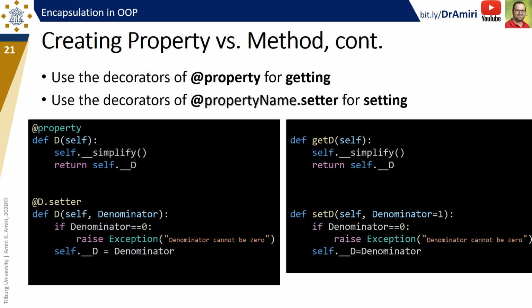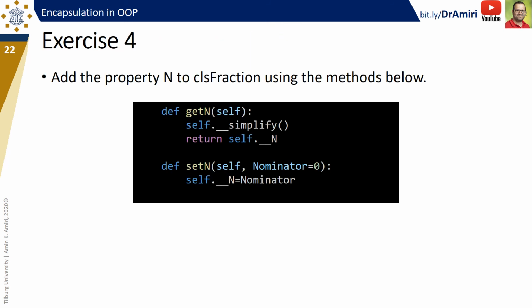So it's very simple. Whenever you are asked to write a property, what you need to do is to just create the setter and getter and then turn them into a property using the decorators. Let's do this exercise. We have this get n and set n in the class Fraction. I would like you to add a property n here.